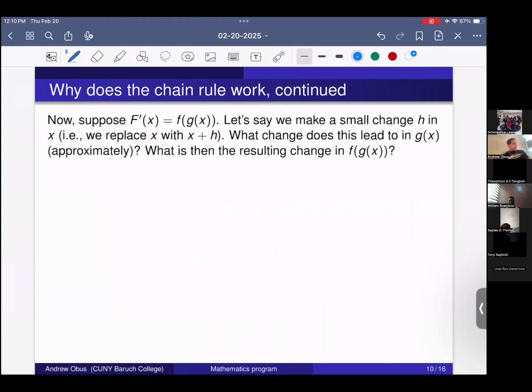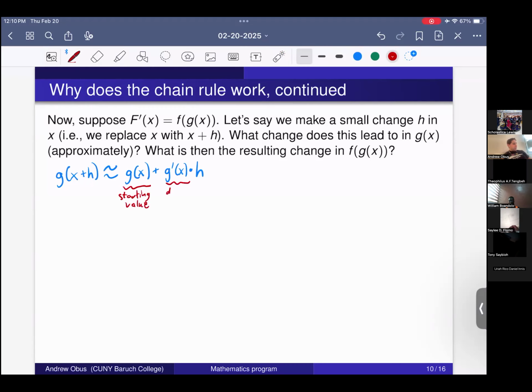Well, the idea is that g of x plus h should approximately be g of x plus, well, you're making a small change h, so the function g should change by its derivative times that much. So it should be g prime of x times h. Okay, right? Over here, what is g of x plus h? You should think of this as the starting value.